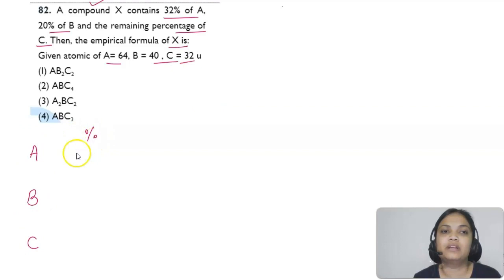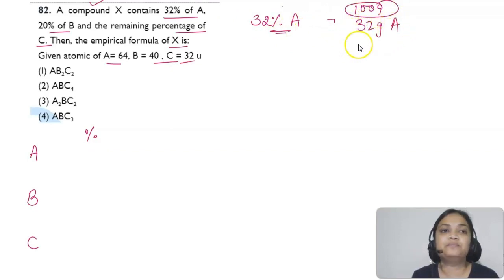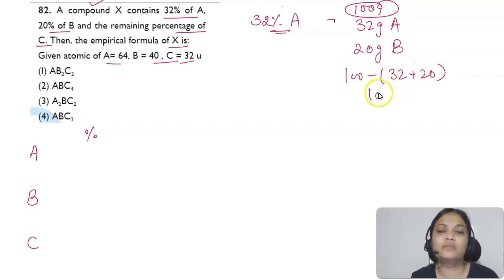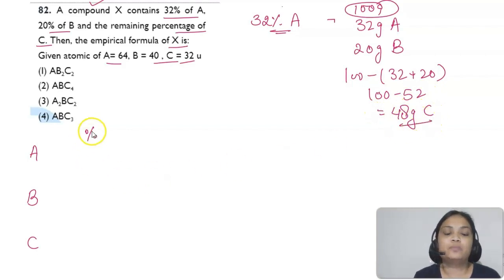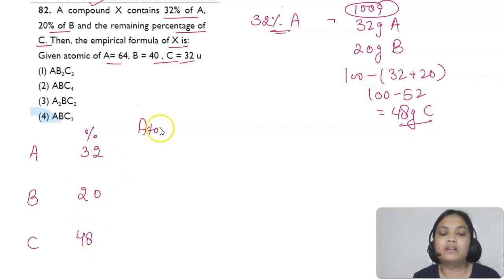What is their percentage? Okay, so if percentage is given, then 32% of A means if there is 100 grams of the compound, then there is 32 grams of A in it, 20 grams of B, and the remaining, how much is remaining? 100 minus 32 plus 20, which is 100 minus 52, so 48 grams of C. So please write the amounts of A, B, C, which are 32, 20 and 48. Now the atomic masses or molar masses given to you are 64, 40 and 32.